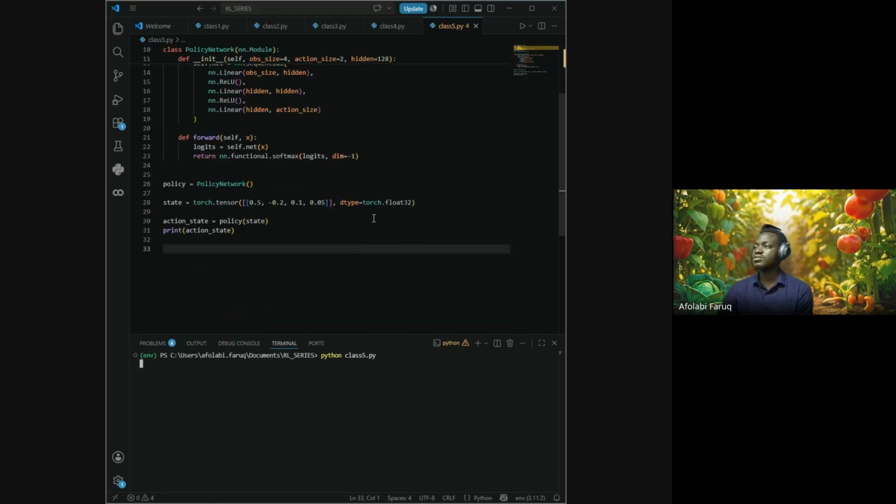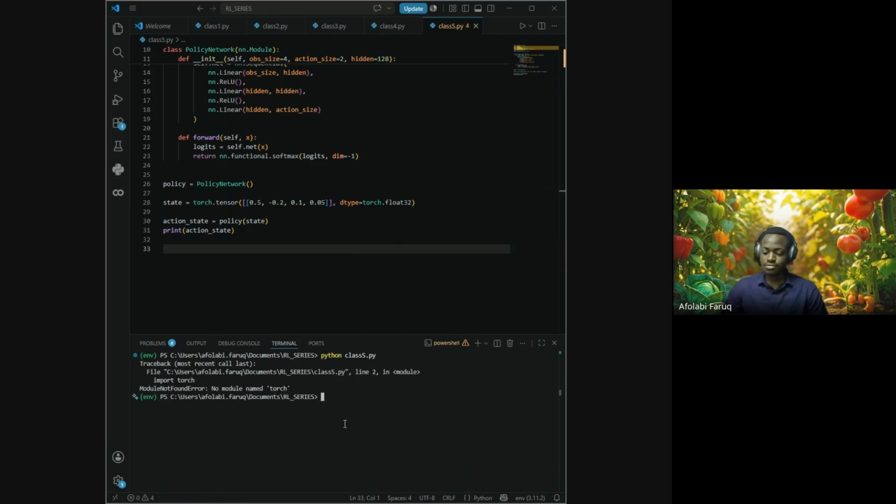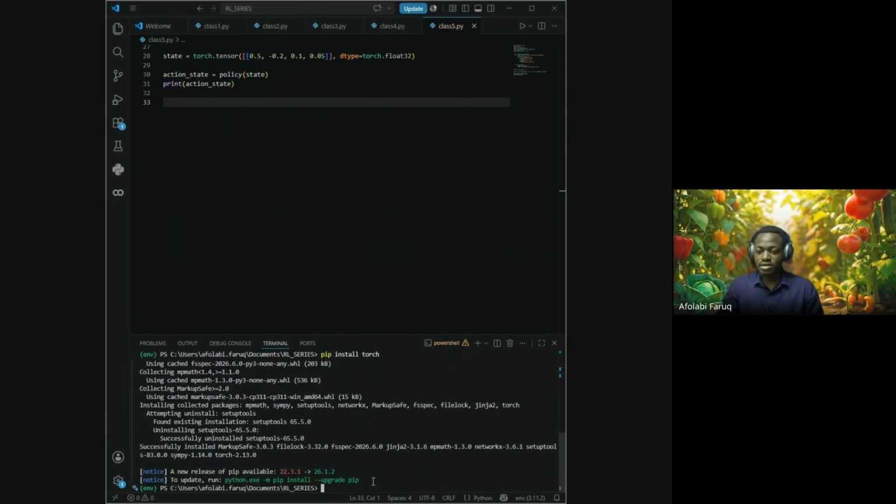So let's wait for this to run and see. Oh, okay. Sorry, PyTorch is just not installed in this environment. Okay, so we can now check what the output here is. We are done with the installation.